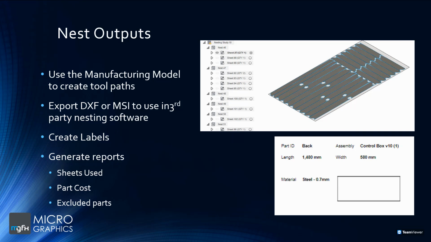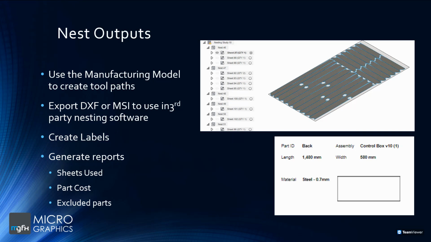So we could take that output, that manufacturing model as we see in the image on the right, and we can do some laser cutting, waterjet cutting toolpaths on that, or if we were doing woodworking, a router profiling to cut those shapes out. You can also export your sheets as DXF or MSR files to use in third-party nesting software.